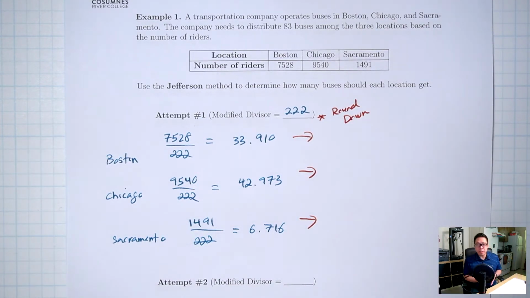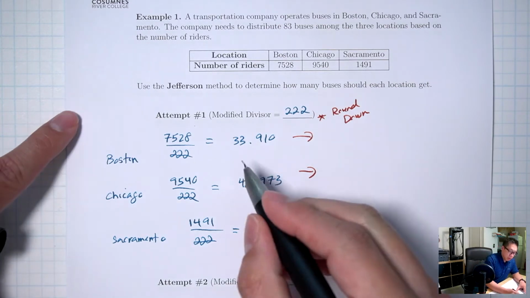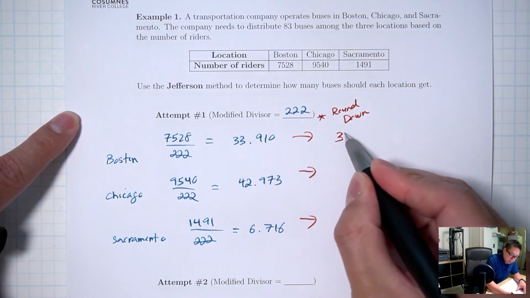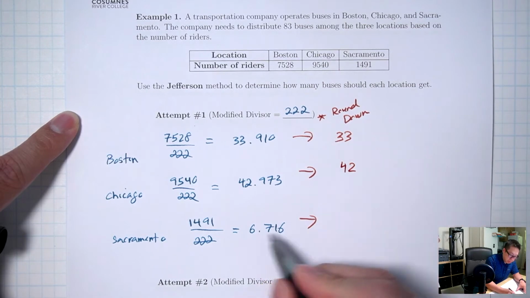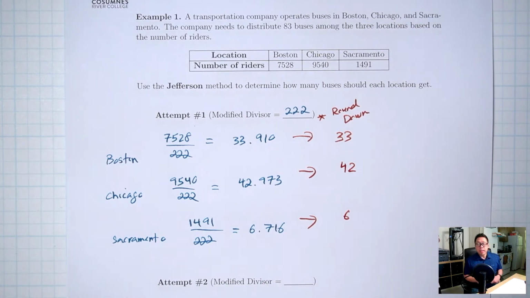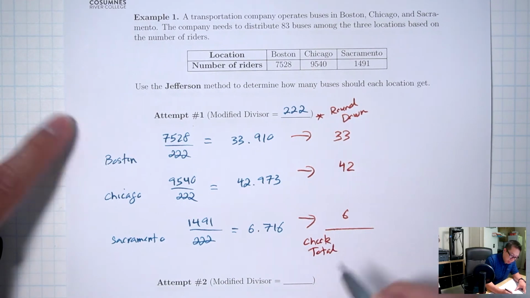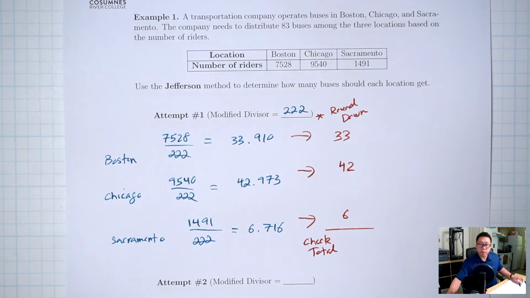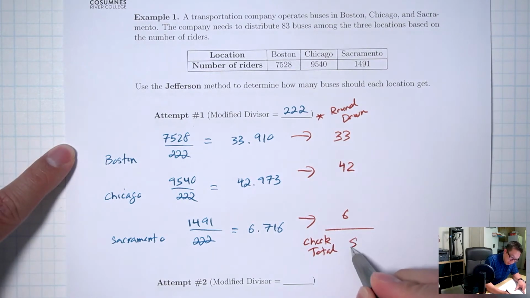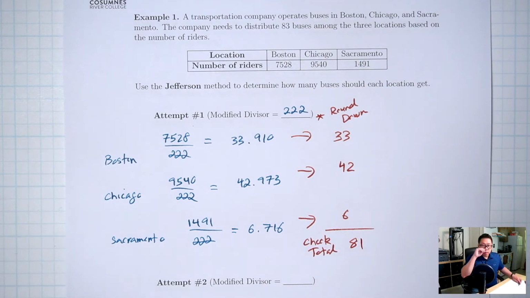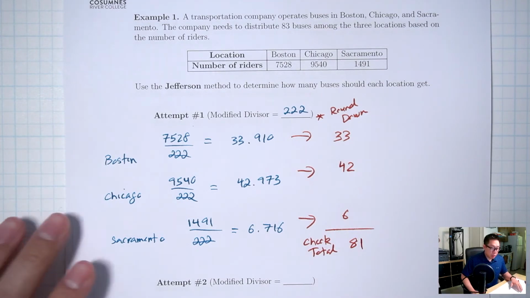Which is the same thing as just ignore the decimal part. So this would be 33, 42, 6. And then you're going to check the total. 33 plus 42 plus 6, and we get 81. So the number of buses we have is 83.